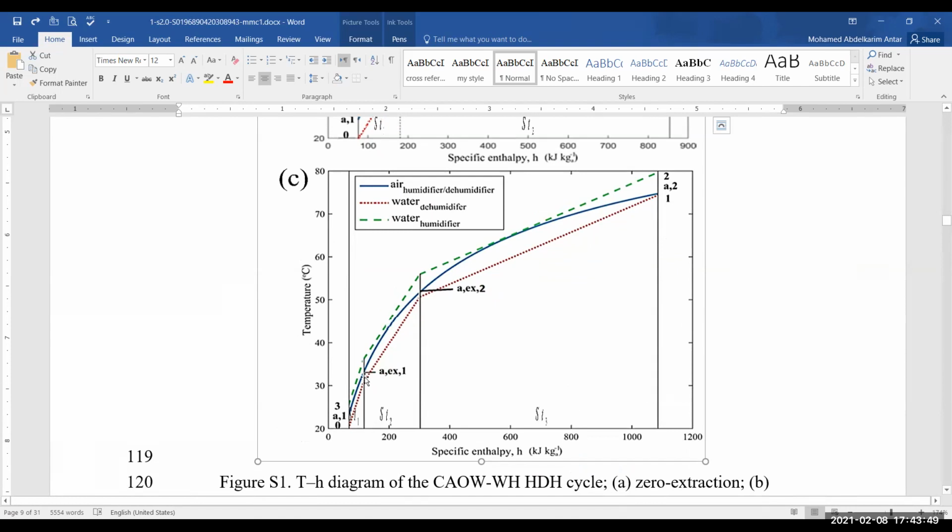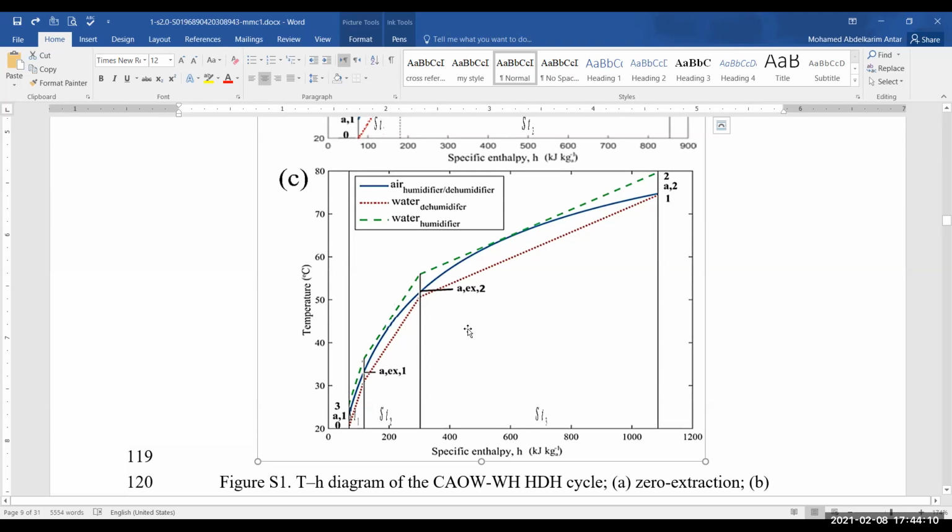So if this is the first part of the humidifier, second part of the humidifier, third part of the humidifier, you can see here the enthalpy pinch is almost 0, so it's an ideal condition. Here it's too small, here it's too small. So the overall effectiveness of this unit is higher, and that is going to lead to higher GOR.